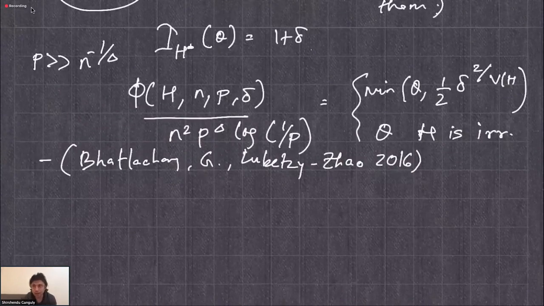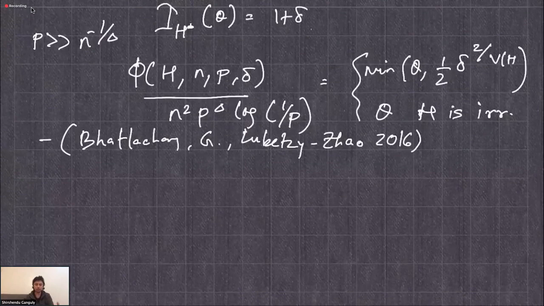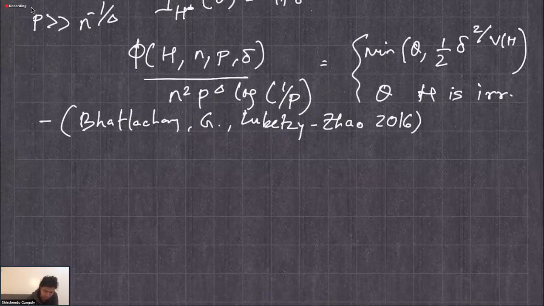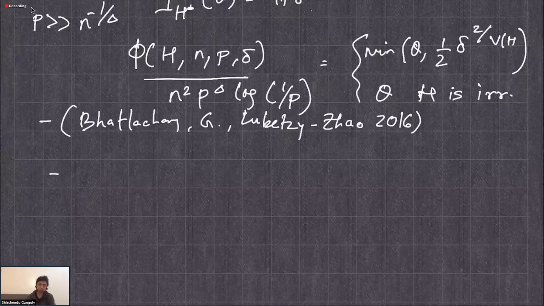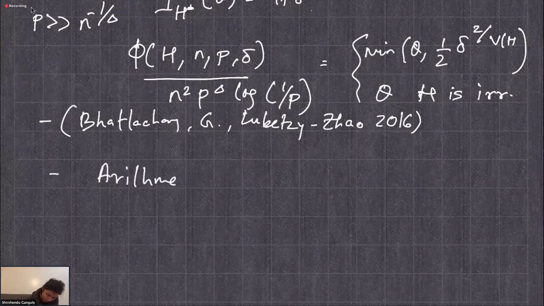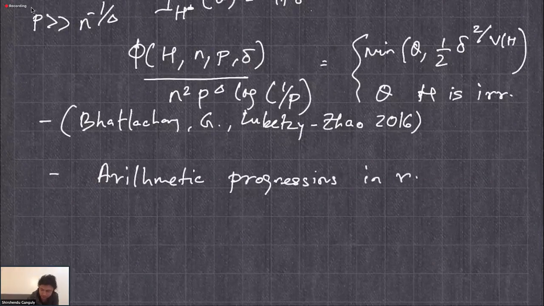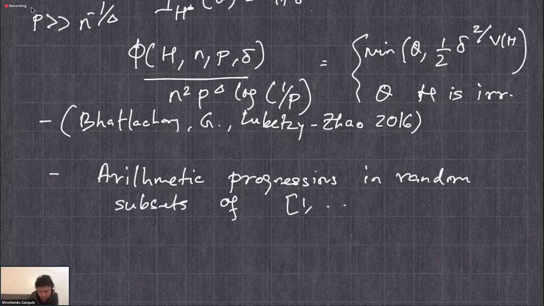So I'm out of time, so I'll continue with this in the next lecture, but I just want to finish with another related setting, since subgraphs are polynomials of independent bits. So another related setting is arithmetic progressions in random subsets of, let's say, 1 to n, or maybe even Z mod n.